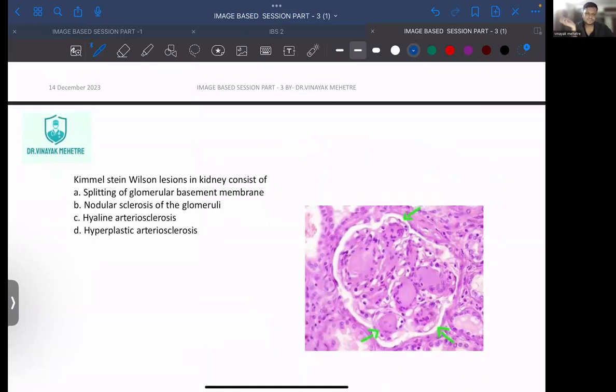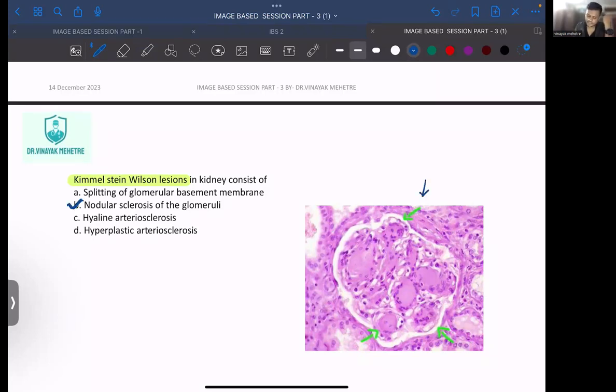What is this? Kimmelstiel-Wilson nodule. What is inside it? I just changed the name. The actual name is Kimmelstiel-Wilson nodule, right? What I did, I changed it to Kimmelstiel-Wilson lesion. Nodule is in the name itself, so the answer will be nodular sclerosis of glomeruli, right? Nodular sclerosis of glomeruli. This is the answer, right?